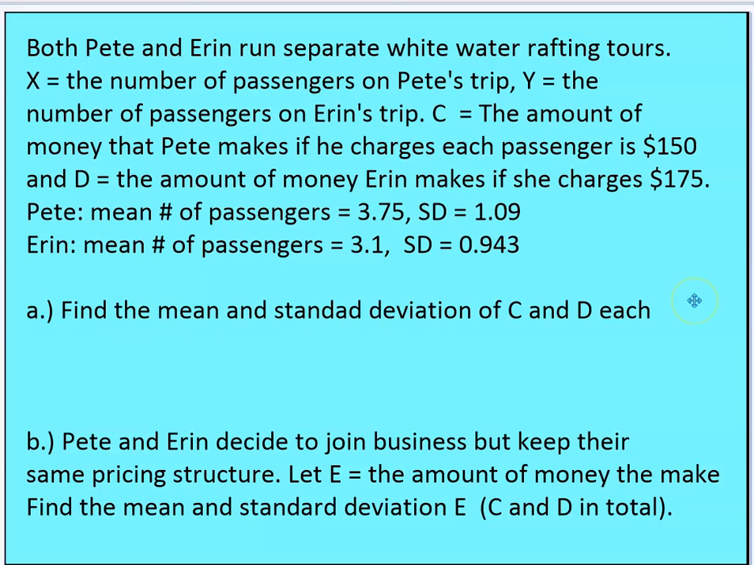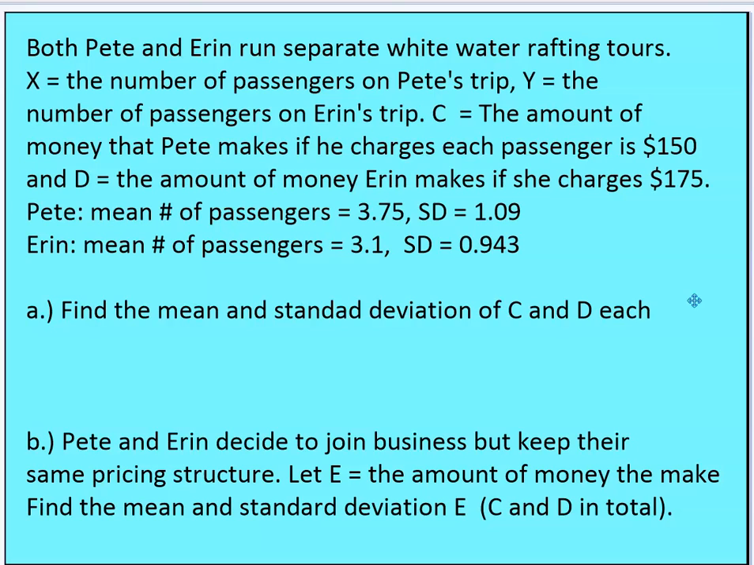Both Pete and Aaron run separate whitewater rafting tours. X is the number of passengers on Pete's trip. I know there's a lot going on here. You can always pause the video to read through this on your own. Y is the number of passengers on Aaron's trip. The amount of money that Pete makes if he charges each passenger is $150. And D, the amount of money Aaron makes if she charges $175.